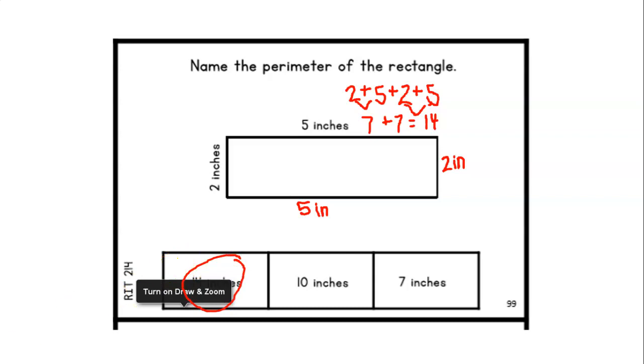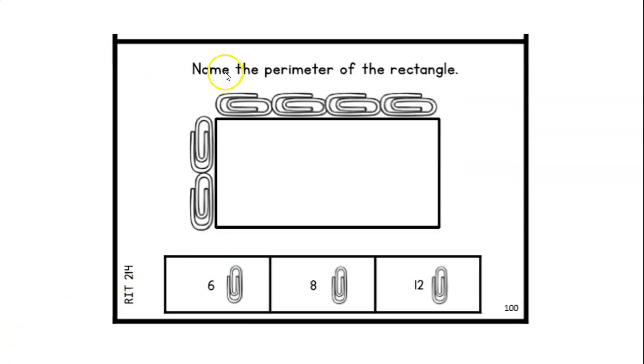Let's go into our last problem. Here it says, name the perimeter of the rectangle. Instead of numbers, they give us paper clips. So I see here this side is 2 paper clips, and then on this side, or the length, is 4 paper clips. Go ahead and pause the video to give yourself time to solve this problem. Once you're ready to check your answer, press play.